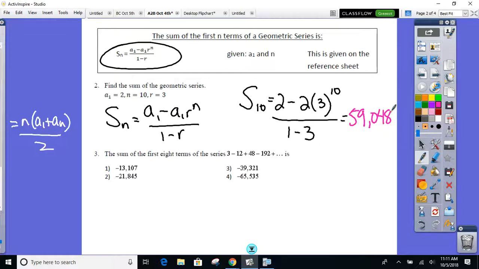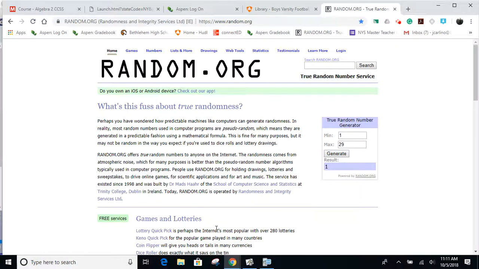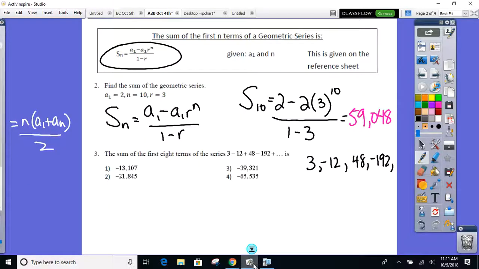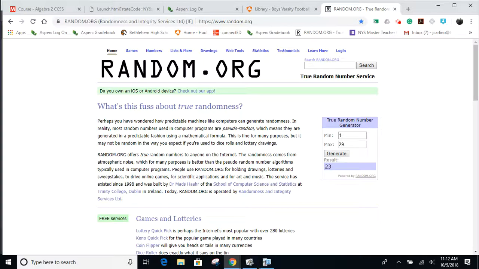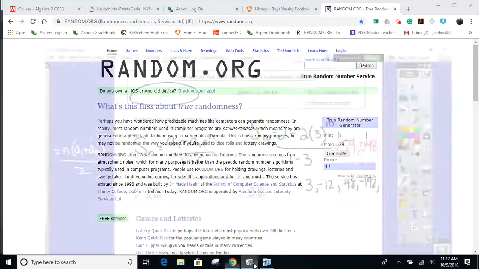Stop, everybody stop. You're just assuming I'm going to use this formula again. How do you know if this is arithmetic or geometric? 3, negative 12, positive 48, negative 192. Take a look. 3, negative 12, 48, negative 192, etc. Identify it. What type of sequence is it so I know to use the right formula?